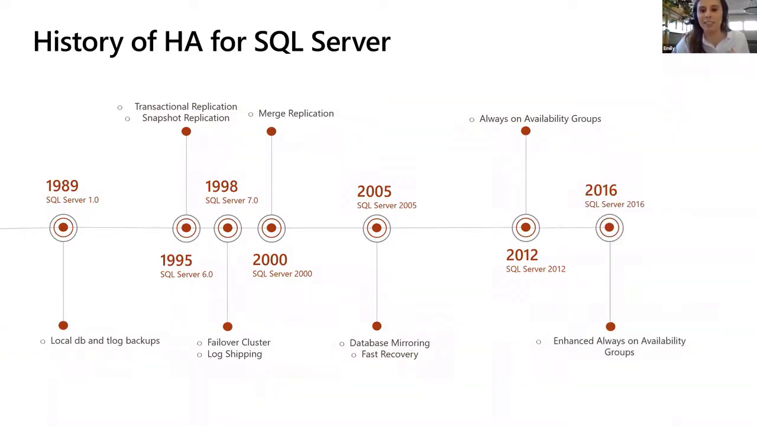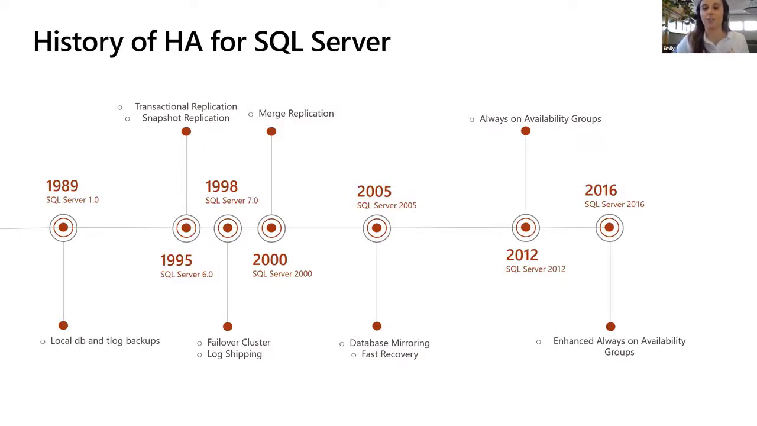We continued to enhance Always On availability groups over time. In 2016, we saw several key enhancements. Starting with failovers, starting in 2016, they were now based on the health of the database rather than the health of a server. So for unhealthy databases, you'll have an automated failover to a new server to run the SQL Server process.